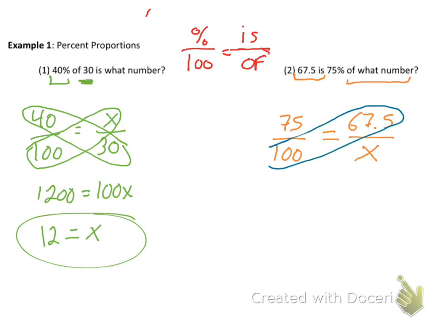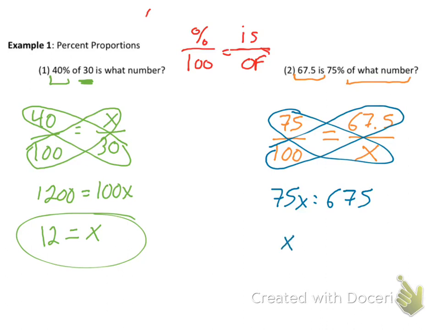So if I cross multiply there and there, I have 75x equals 6,750. And then if I divide both sides by 75, 6,750 divided by 75, x is going to equal 90. So 67.5 is 75% of 90.